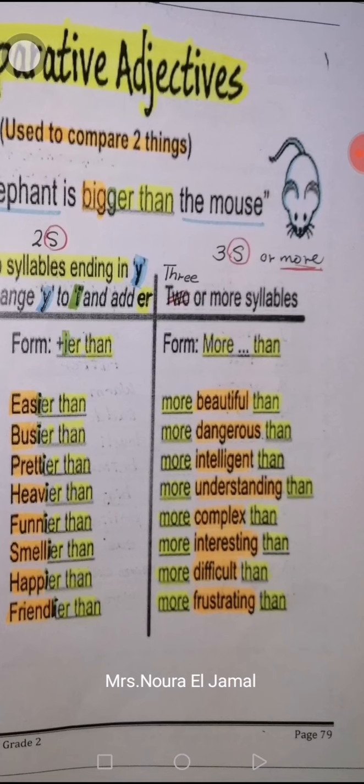Three or more syllables. More, then the adjective, and then than. More beautiful than. More dangerous than. More intelligent than. More understanding than. More complex than. More interesting than. More difficult than. More frustrating than.